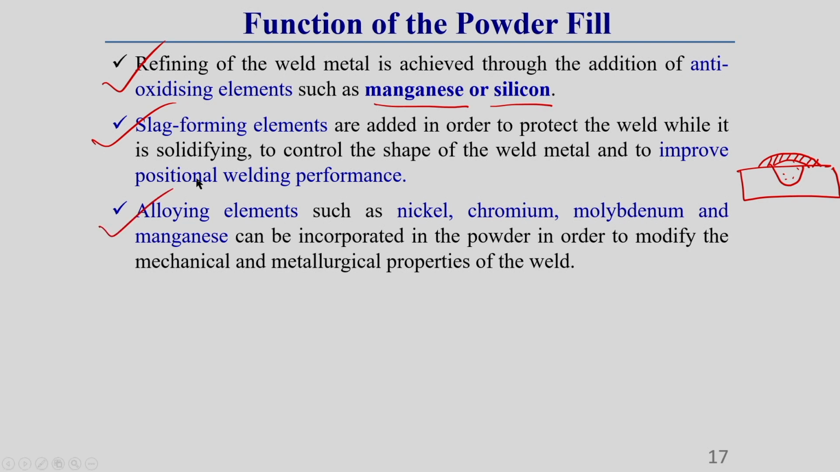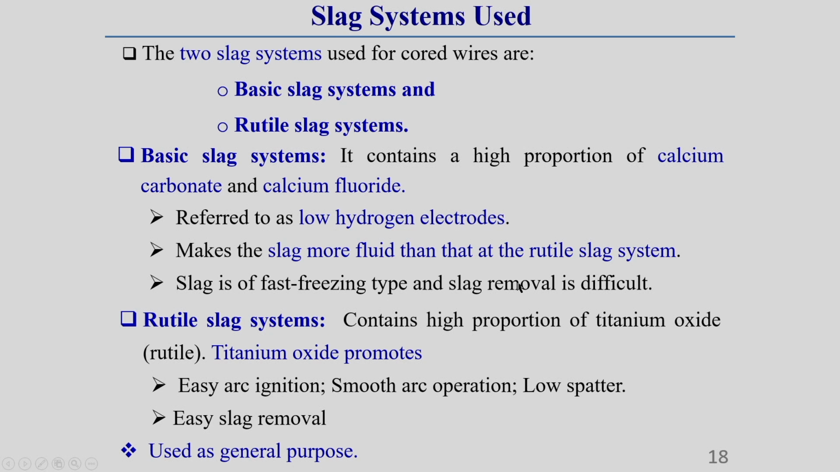And another function of this powder fill can be some alloying elements. So, by using alloying elements such as nickel, chromium, molybdenum or manganese, which can be incorporated in the powder, in order to modify the mechanical and metallurgical properties of the weld. What I am telling, understand?